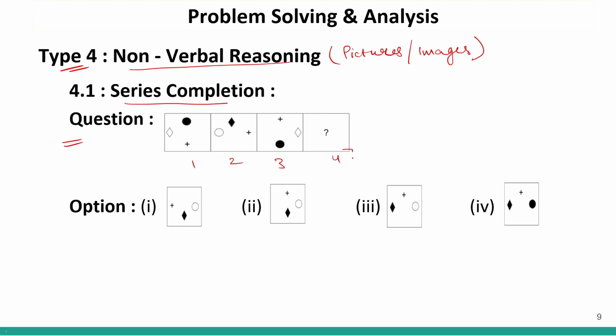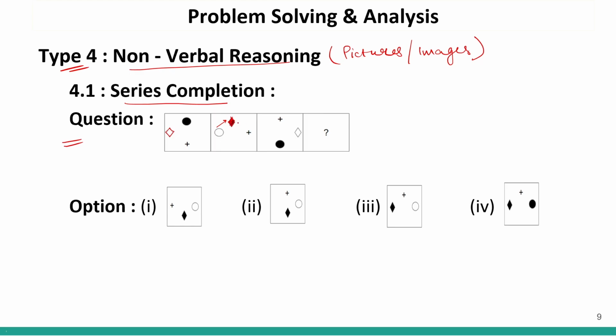Whenever you get a question on series completion in non-verbal reasoning, we have to treat each element differently. So we have three elements, basically 1, 2 and 3, and we have to look at how each element is behaving. Let us look at element number 1, that is this triangle. Here I can see this is an empty triangle. This is an empty diamond. Then it moved one position up like this and it filled up.